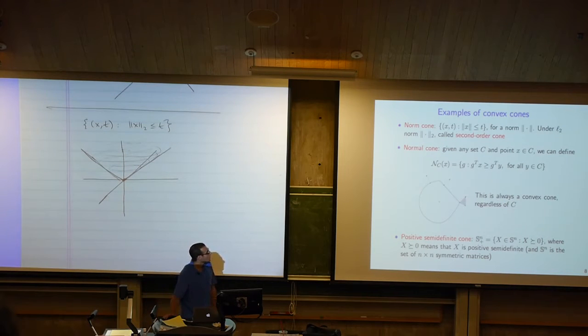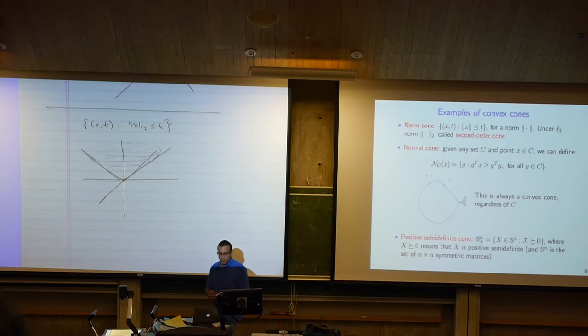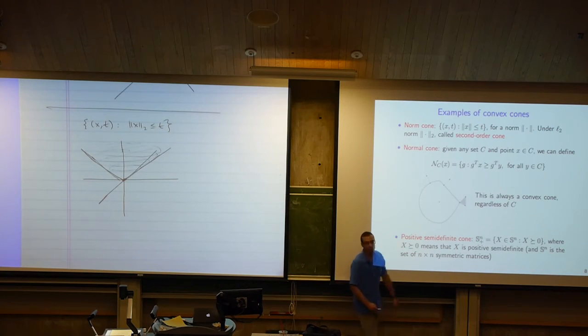So if you give me any set C and any point x that's in the set C, we can define the normal cone. We say it in words: it's the normal to the set C at the point x. So it's the normal cone to the set C, with C as the subscript, at the point x. And it's the set of all vectors g such that if you were to take the inner product of g with every vector in the set C, it's biggest at x. So you cannot find any other vector y in the set C that makes that inner product bigger than it is at x.